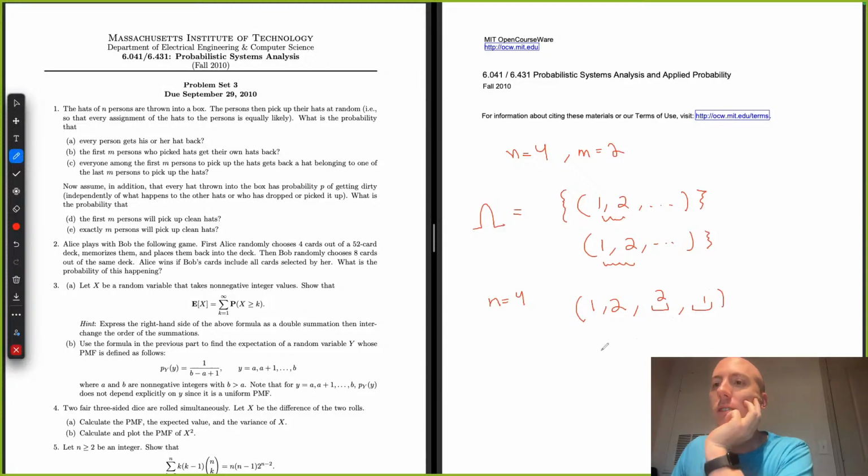So basically, there's only 2. There's only 2, so it's like 1, 2, and we could get 3 and 4, or we could get 4 and 3.